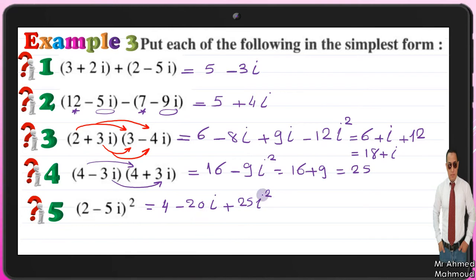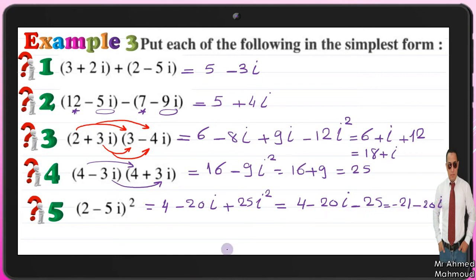Okay, don't forget the rule as I explained last time. Now for negative 20i, 25i to the power of 2 changes the sign. It will be negative 25. Okay, 4 minus 25 equals negative 21. It will be negative 21 minus 20i.